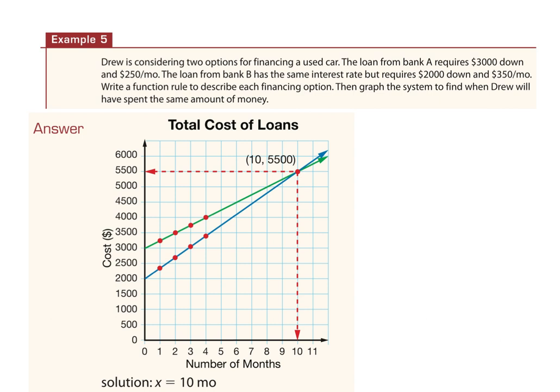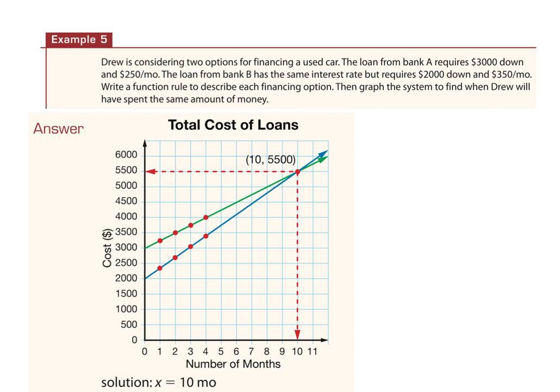So your amount down, you can think of that as your y-intercept. So you'll notice that the $2,000 down, that's a y-intercept. And then $350 a month, they were going up by $350 when they went over by 1 month. So y-intercept, slope, that's what they did. And then the other one was $3,000, and then it went up by $250 every single month. And so it's basically saying, where will we have spent the same amount of money? Well, after 10 months, you see he has spent the same amount of money for both loans.